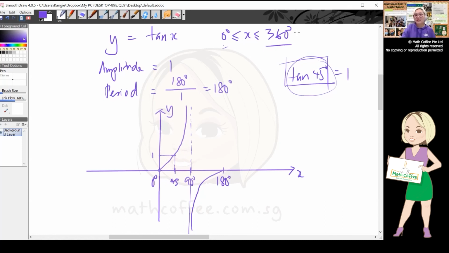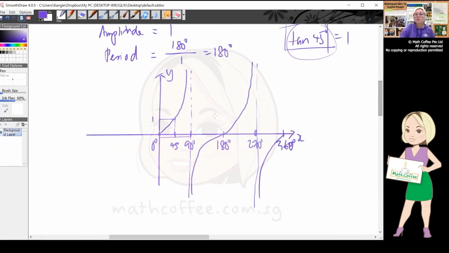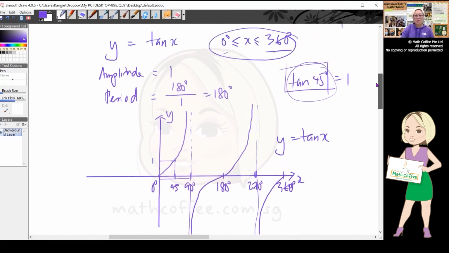But don't forget, they asked me to draw up to 360. So I need to draw one more cycle. My interval is 90, so 180 plus 90, I have 270, and then 360. So I have another asymptote at 270. Draw the dotted line down. This one goes up, from here to here. And I'm done with the normal tangent graph. This is y equals tangent x.